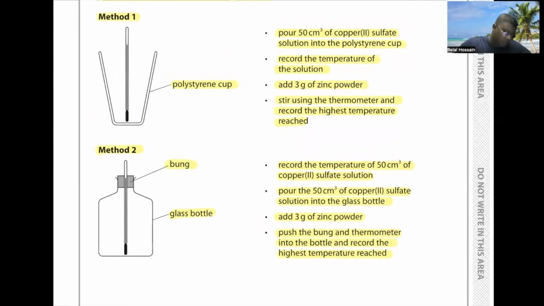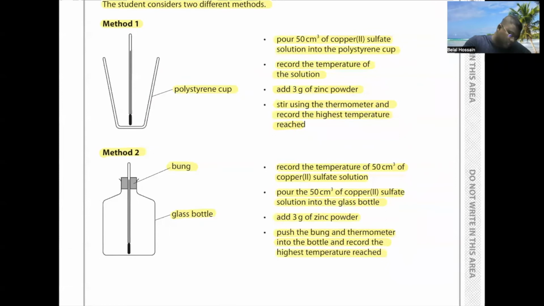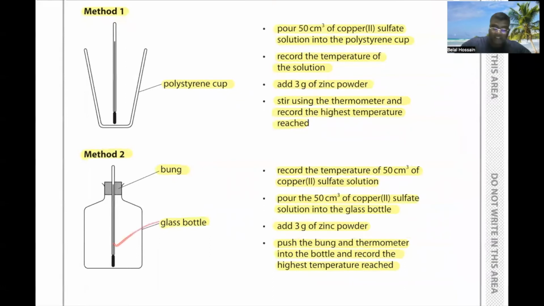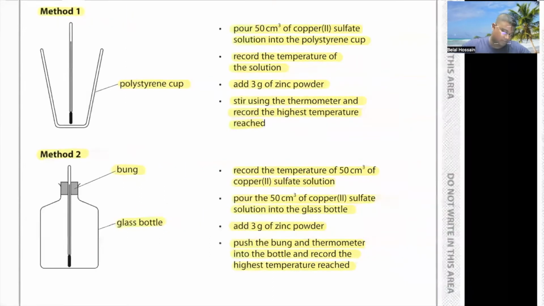So, looking at this particular experiment, in the polystyrene cup experiment we required a lid, which would make it more accurate because the lid would prevent any heat loss. And looking at this glass bottle, there is a problem. The problem is the glass bottle conducts heat really well, so it will just give off the heat to the surroundings. Now the question is, discuss the advantages and disadvantages of each method.